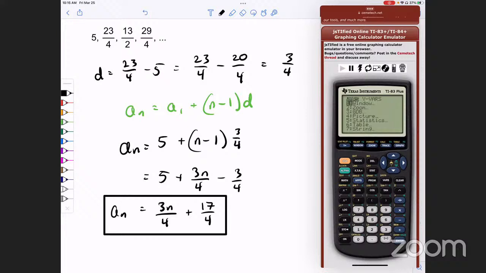So I'm going to go to my variables, go to the right, then hit 1 for function and call on the function we just put in. When n is 1, the answer should be 5. When n is 2, I want math as a fraction. The answer should be 23 over 4. When n is 3, we should get 13 over 2. And when n is 4, we should get 29 over 4. Again, we can have confidence in that result.